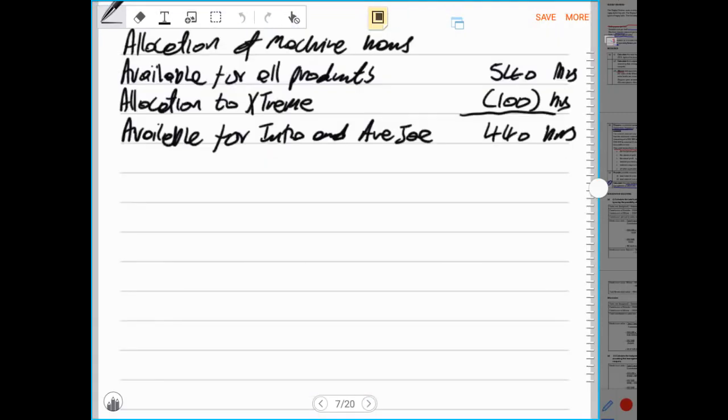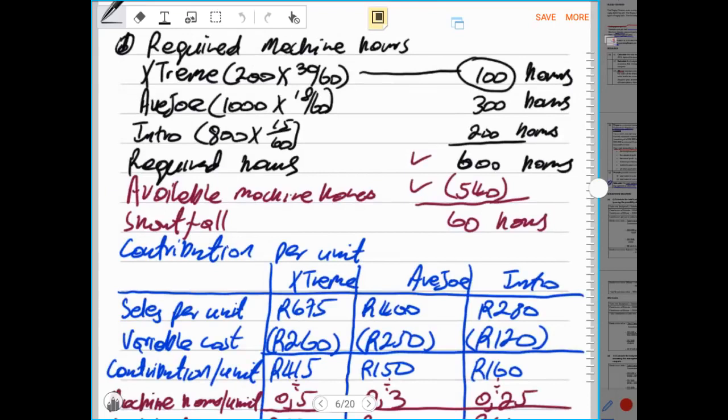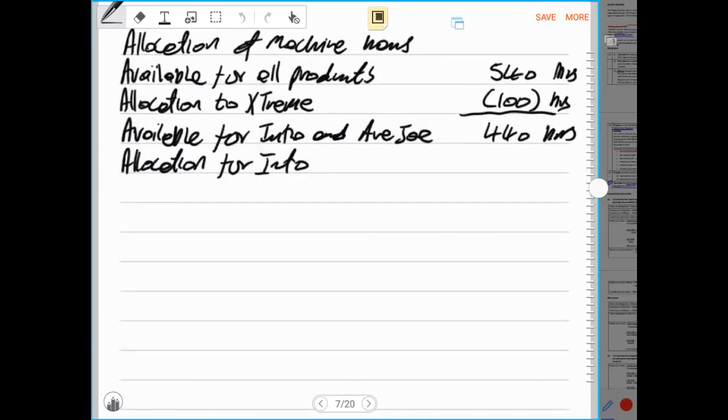So now we do allocation for Intro, which is our product. How many hours does product Intro require? Product Intro requires 200 hours. How many hours are available now? We have 440. So now, if there is more available, we can take all that Intro requires. Then we say minus 200. And what will be left will be 240 hours available. And the hours available are available for Avjo.